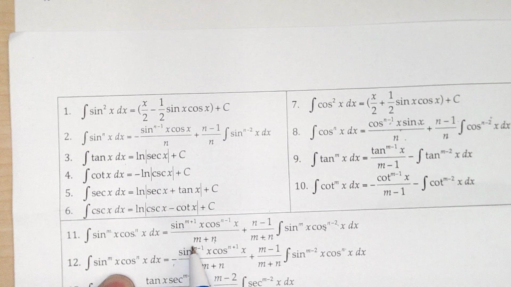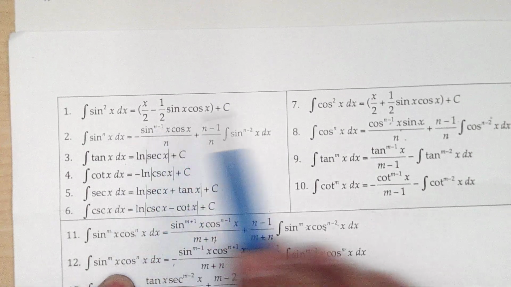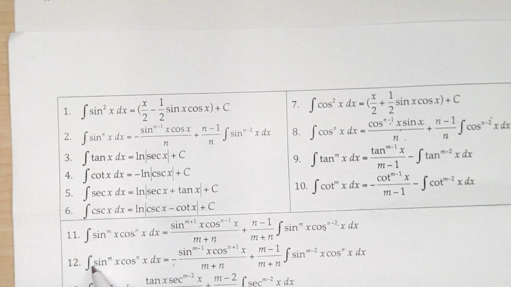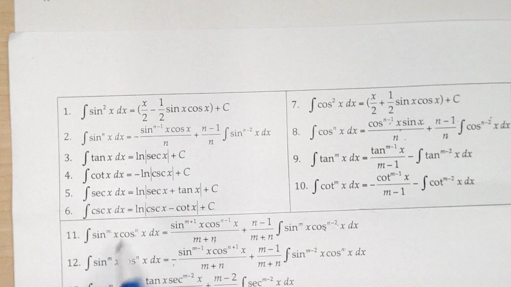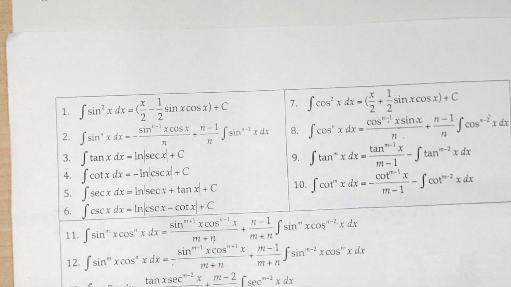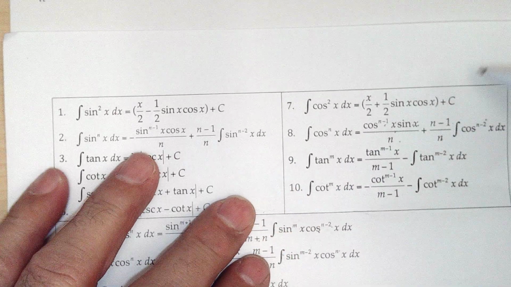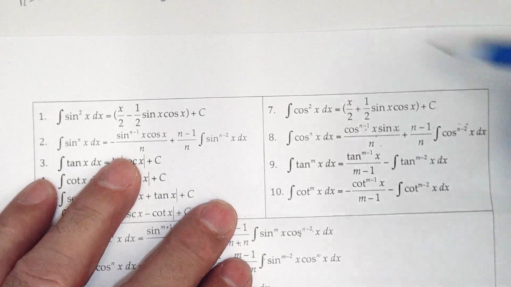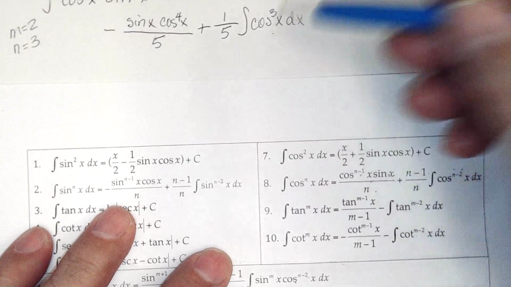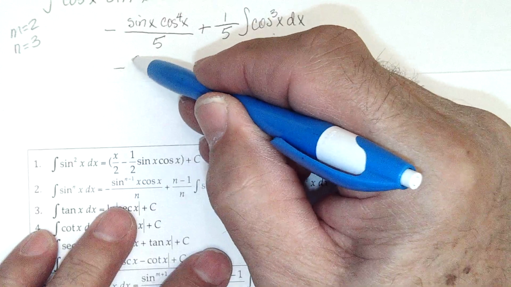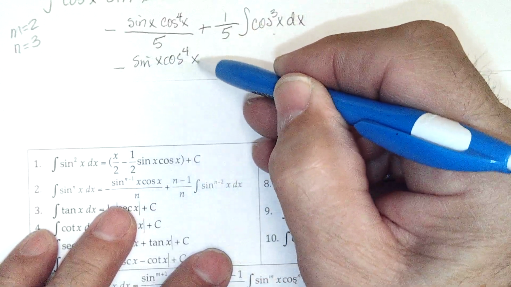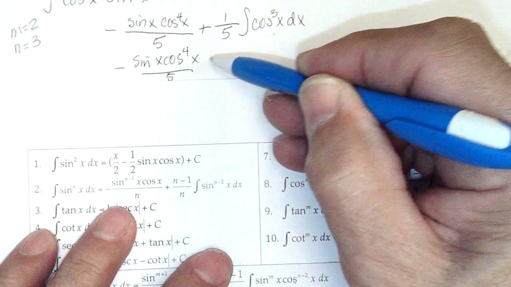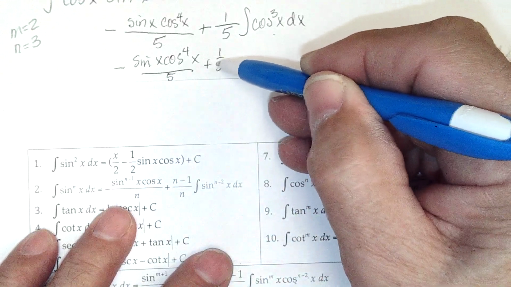And you'll notice that this is very similar to this one. So these are just variations of this. These are the more complicated. These are just simplified when m or n is 0. So we could go to this formula for this. So we have minus the sine of x cosine to the fourth x over 5 plus 1/5.